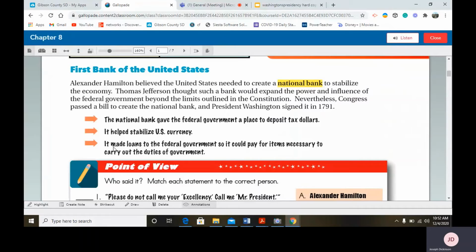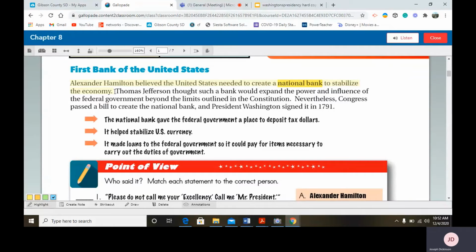All right, so Alexander Hamilton. His idea with the national bank is that it's going to make the federal government stronger. So he needs to create a national bank for the economy. That's his big deal. So you want to go ahead and highlight just this whole first part.